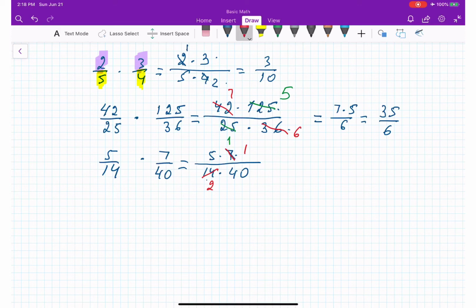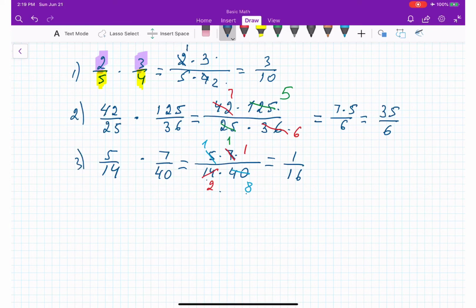Okay, anything else? Surely we can. We can divide 5 and 40 by 5. 5 divided by 5 is 1. 40 divided by 5 is 8. And the answer is 1 over 2 times 8, which is 16. All right.